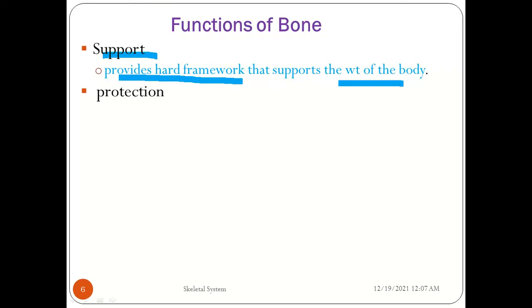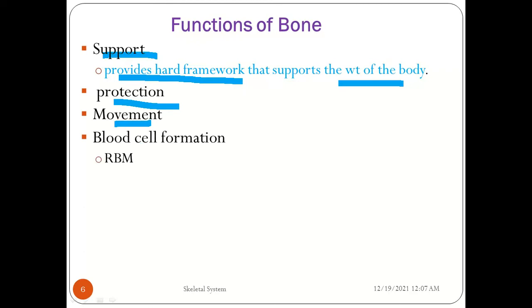The second function is protection. The third is movement, used for movement. By the way, the structures used for movement are: the first is muscle, active movement; the second is bone; the third is joint and nervous system. All these structures participate in movement.